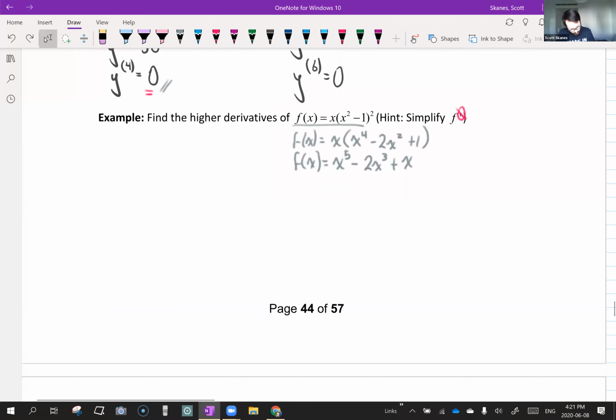Let's go ahead and work this out. So first derivative, this is the easy part. If you know your derivatives, it's simple, easy peasy. 5x to the power 4. I'm actually not going to talk through this. You try it yourself and see if you match.